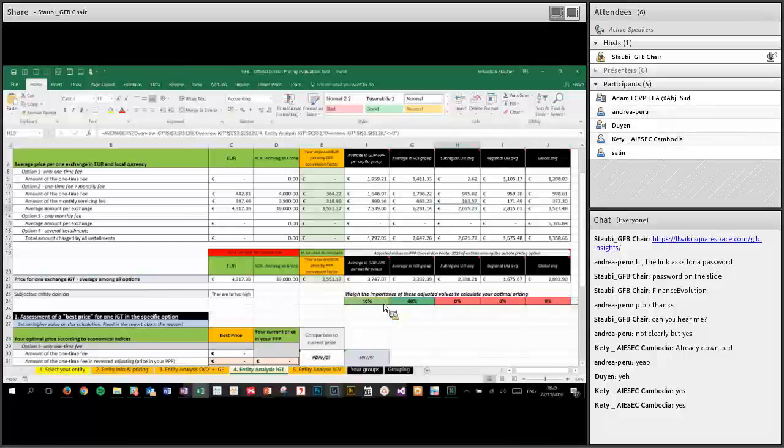Okay, let's take a look. We have option 2, so Norway is using option 2. We have a one-time fee of 442, and adjusted is 364. The average is quite low actually. That means, okay, this is quite low actually. Globally it's quite high.